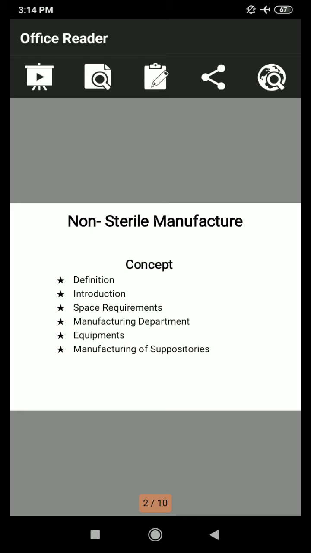Today I will start the lecture of Hospital and Clinical Pharmacy, chapter number 6, that is non-sterile manufacture. Let us first shortly look at what we saw in the previous lecture: definition, then introductory part of sterile manufacture, then space requirement, manufacturing department, and equipments.